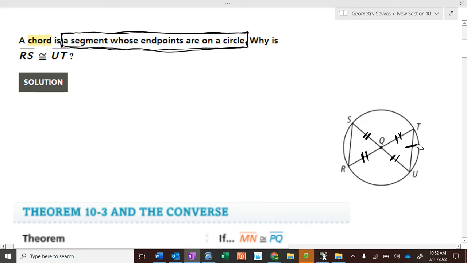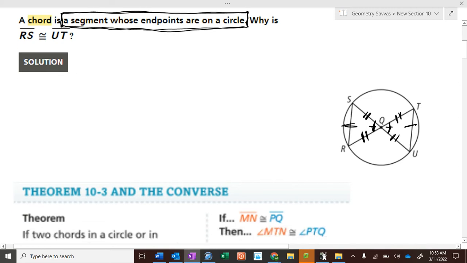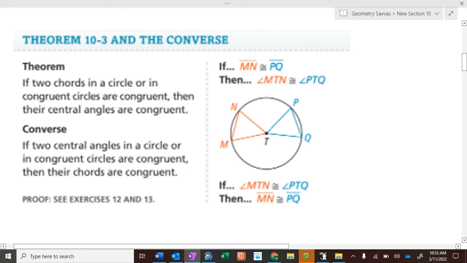We don't know yet whether SR is congruent to TU, but there's an angle that we know. Angle RQS, this angle, is congruent to what angle? TQU. Why are they equal? Because they're vertical angles. And so then by side angle side, these two triangles are congruent, which makes SR congruent to TU. Okay? So it brings us to this.